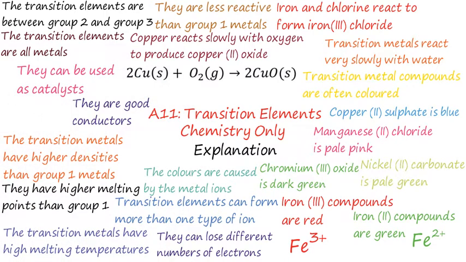The transition metals are used largely in industry as catalysts. A catalyst is a substance which speeds up the rate of a reaction without itself being used up. For example, iron is used as a catalyst for the production of ammonia in the Haber process.